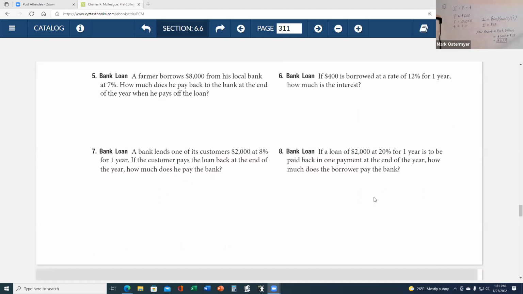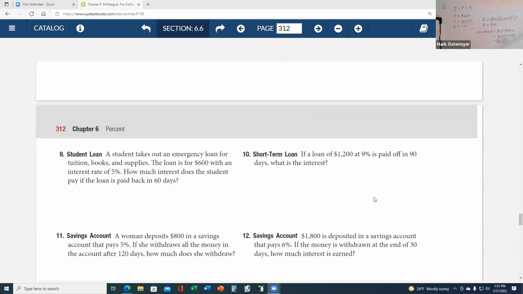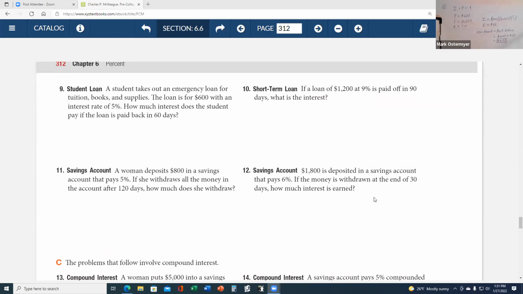That's just another typical one here. Let's show you one like number 10. It says, if a loan of $1,200 at 9% is paid off in 90 days, ladies and gentlemen, what amount of interest would we have to pay back to the bank? If we take out a loan from a bank, an amount of $1,200, at a 9% simple interest rate, and we pay that loan off in 90 days, how much interest would we have to pay back to the bank in addition to that $1,200? Well, we're going to find out.